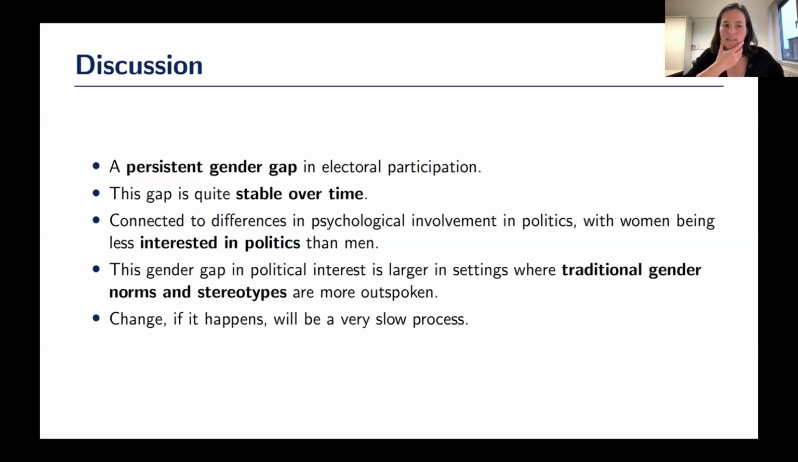My takeaway from all of this is that if there's going to be change in this gender gap in voter turnout, it's going to be a very slow process, because it really requires generations and generations, and new generations coming into the electorate that have been socialized in a different environment, where the gender norms that they've learned, that they've gotten used to, have completely changed to be more gender equal.